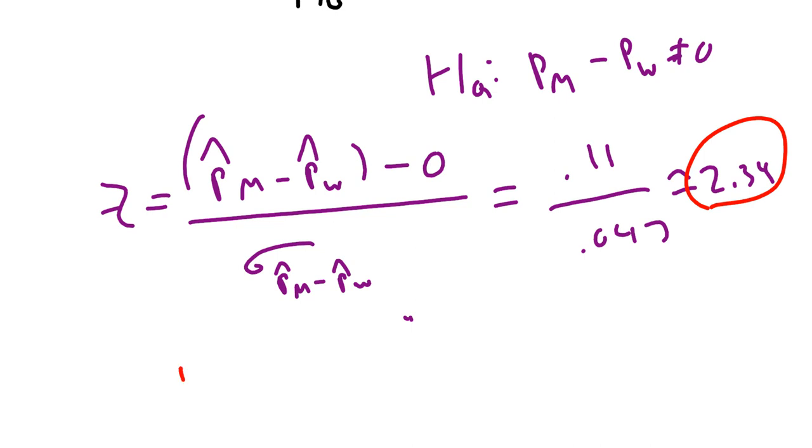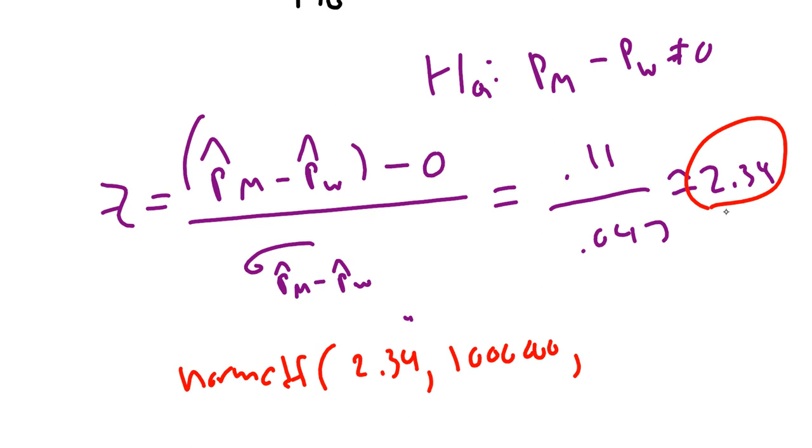So what I'd probably do is normal CDF, my lower bound of 2.34, my upper bound of a huge, huge, huge number. Since this is a z-score here, the mean of all z-scores is 0, and the standard deviation of all z-scores is 1. So if we take a minute to calculate that, let's see what we get. Should get something pretty small. It looks like we're getting around 0.0096.